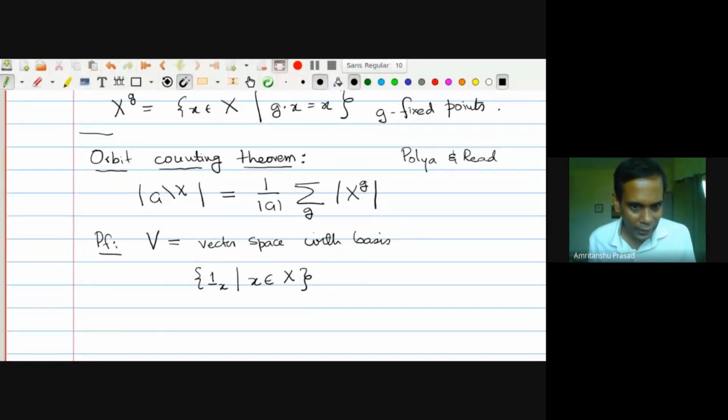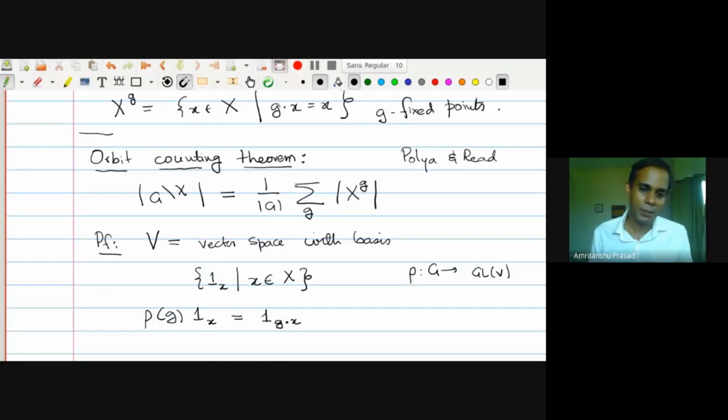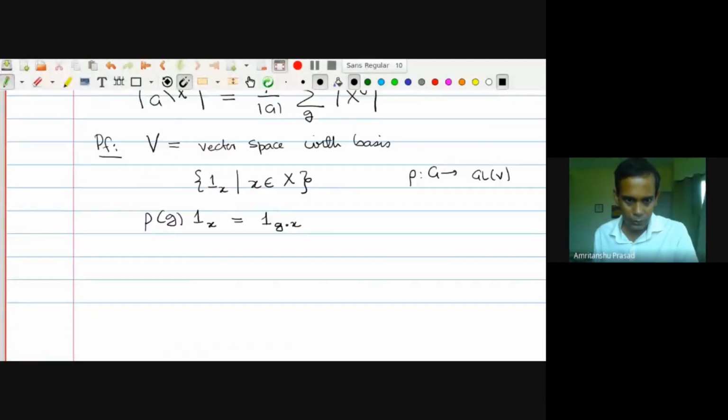And now I'll define an action, rho G. So I'll define rho from G to GL(V). I must tell you what rho G does to a basis vector. So rho G takes this basis vector to another basis vector. So it's a very simple linear transformation. It takes 1 subscript X to 1 subscript G dot X.